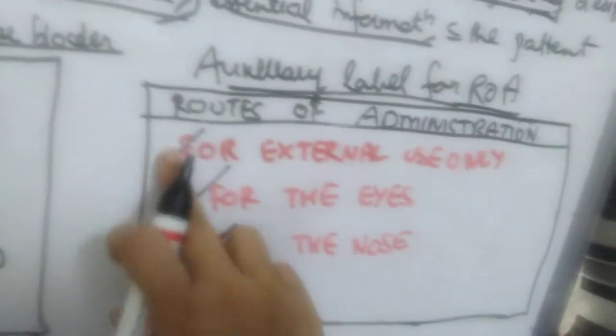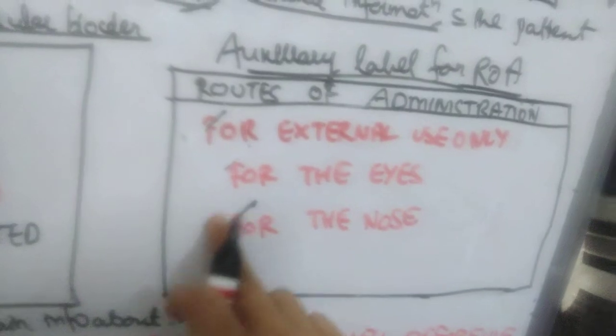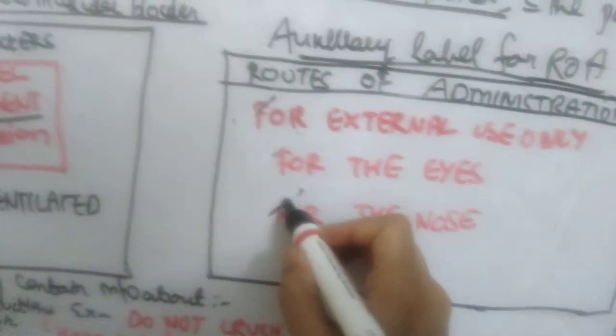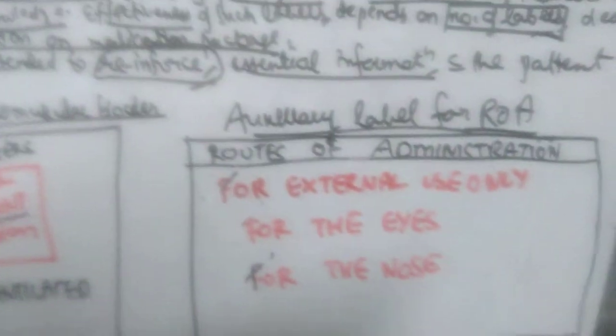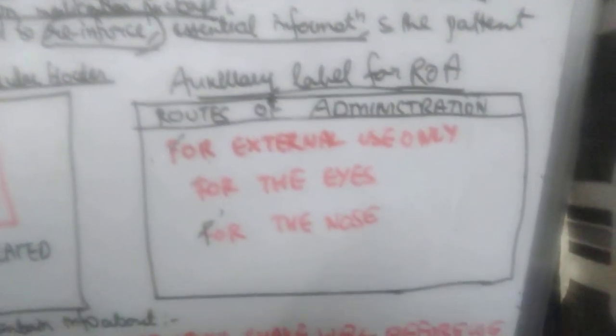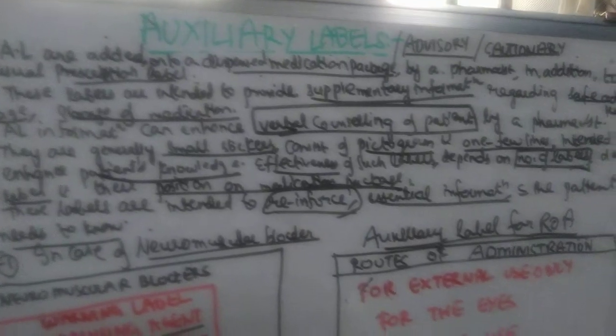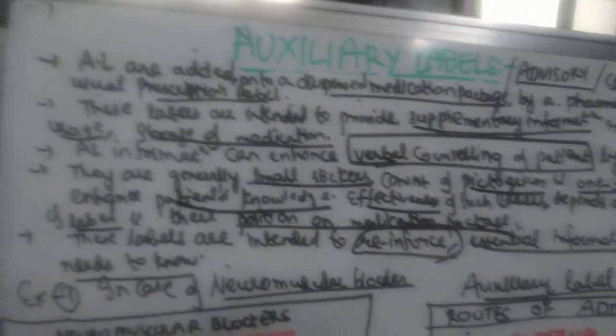Okay, so the auxiliary label for your route of administration will be in this way: for external use only, for the eyes and for the nose. So this is an auxiliary label for route of administration, and this is an auxiliary label for neuromuscular blockers. This topic is not present in the textbook, so please make the notes from the video itself, and this much information will be enough for the examination. Till now they haven't asked any question, but you can expect this question for 2 marks.